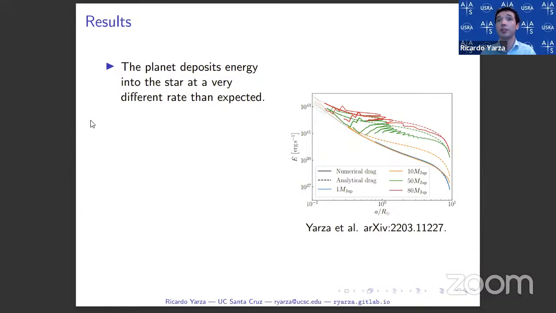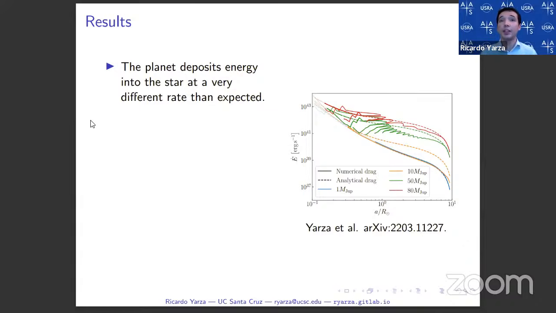So the energy per unit time that the planet is depositing into the star as a function of your position along the star. And the dashed and solid lines correspond to what you would expect from pen and paper calculations and what we actually observed in our simulations. And in some cases, those differences can be as large as a factor of maybe 10.